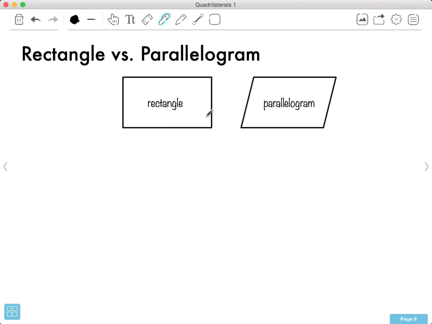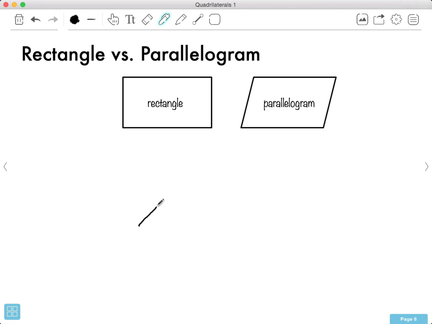When we look at a rectangle versus a parallelogram, for similarities, they both have 4 sides. They both have 2 pairs of parallel sides. Opposite sides are parallel in both of these things. That's about where the similarities end. A rectangle has equal length diagonals, whereas a parallelogram does not. So the diagonals here would not be the same length.